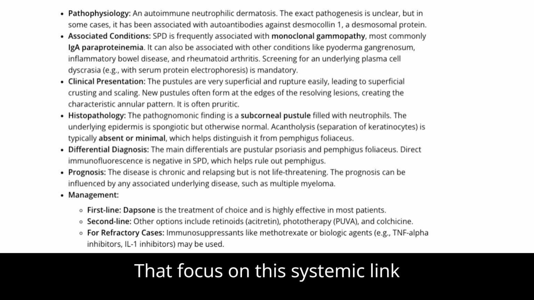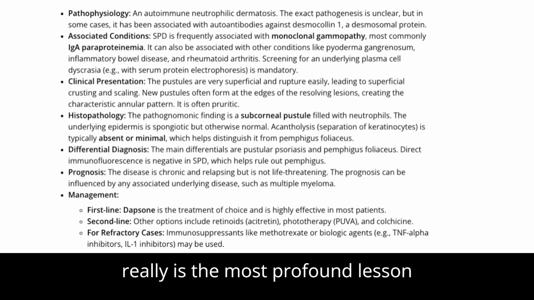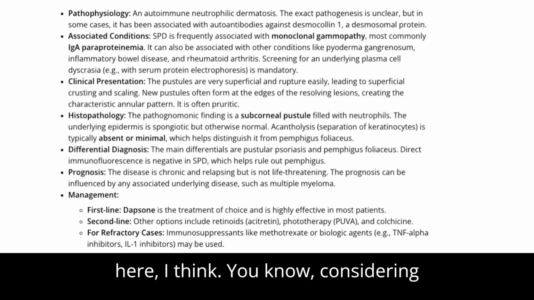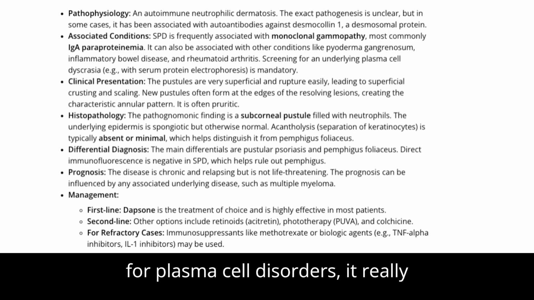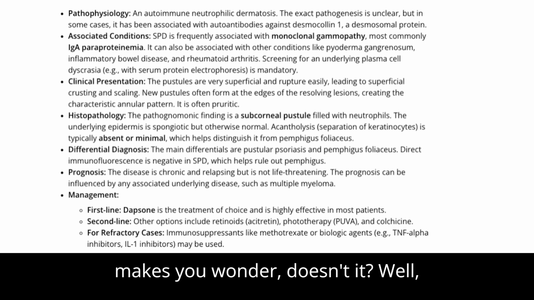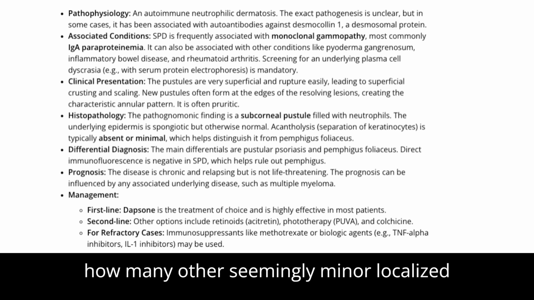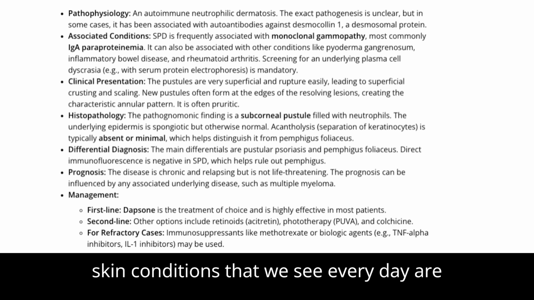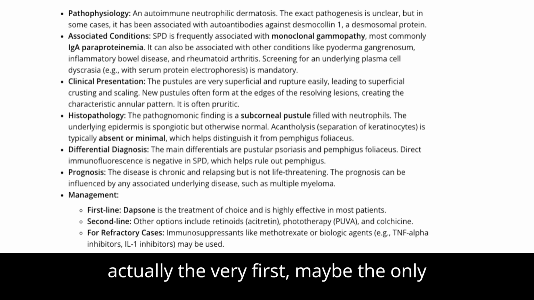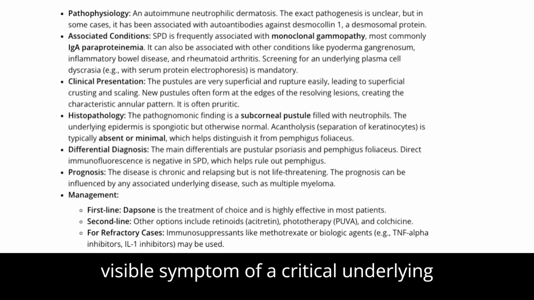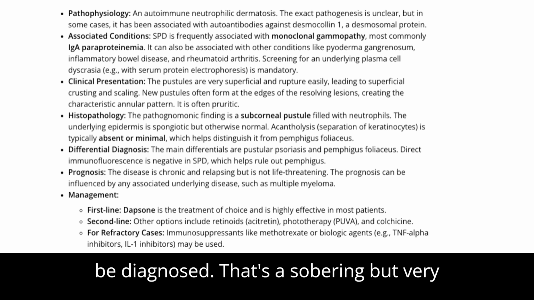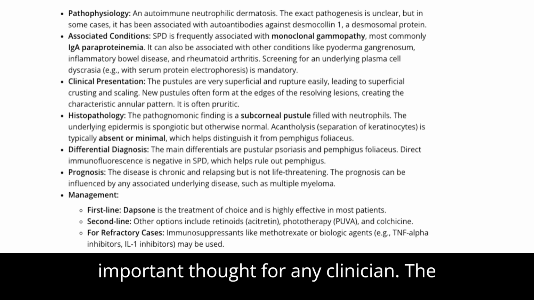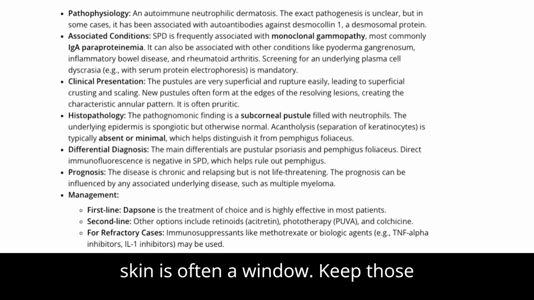That focus on this systemic link really is the most profound lesson here, I think. You know, considering how often SPD demands this screening for plasma cell disorders, it really makes you wonder, doesn't it? Wonder what? Well, how many other seemingly minor localized skin conditions that we see every day are actually the very first, maybe the only visible symptom of a critical underlying systemic illness that's just waiting to be diagnosed? That's a sobering but very important thought for any clinician. The skin is often a window.